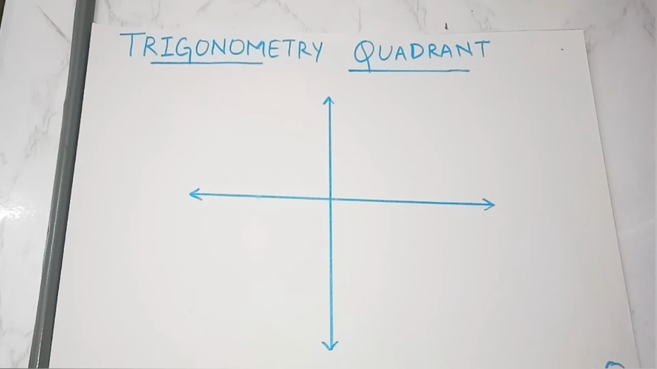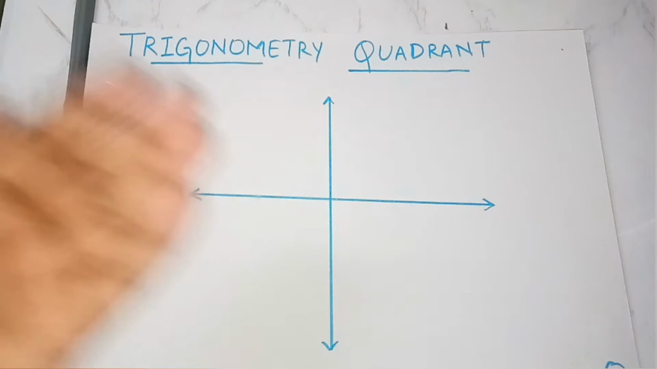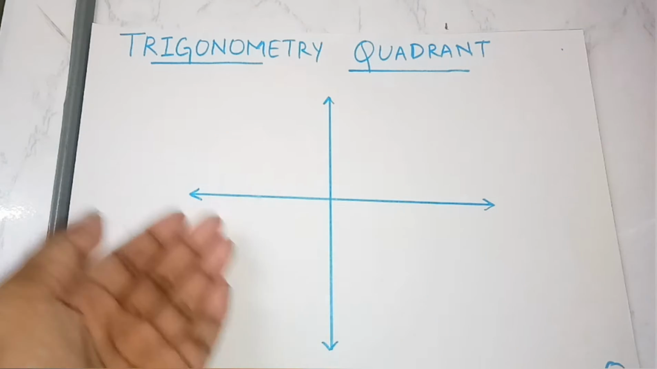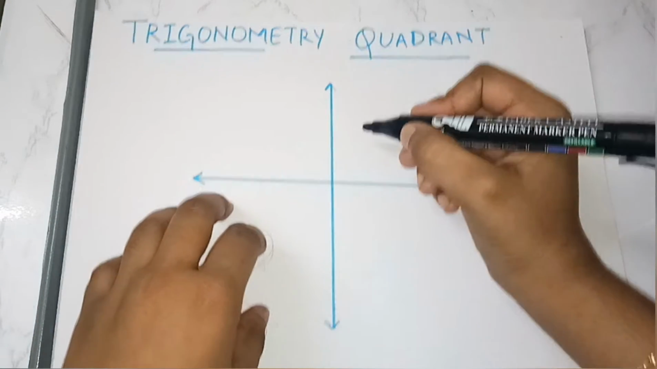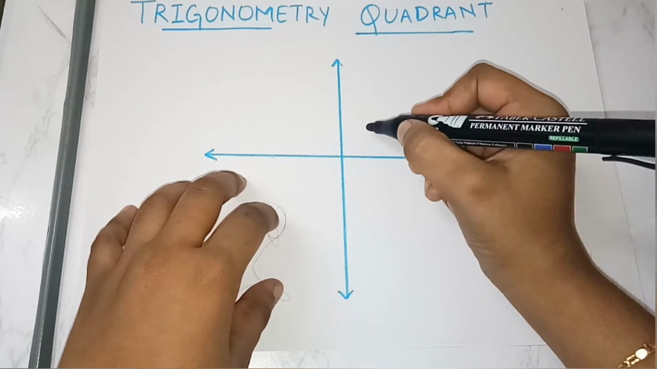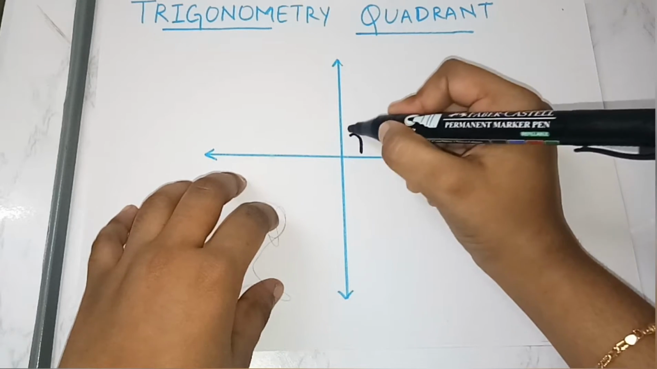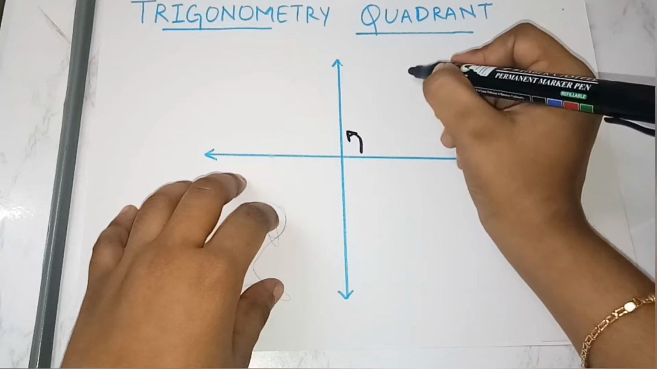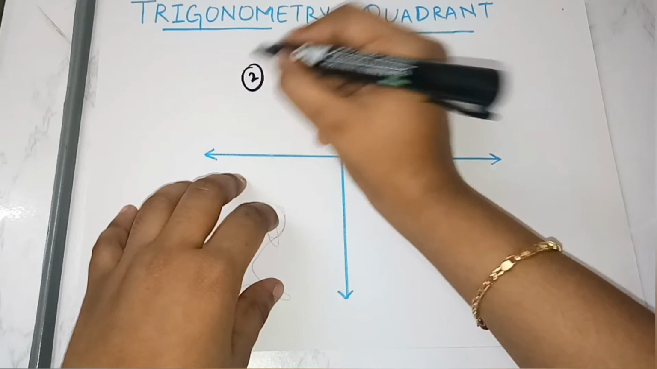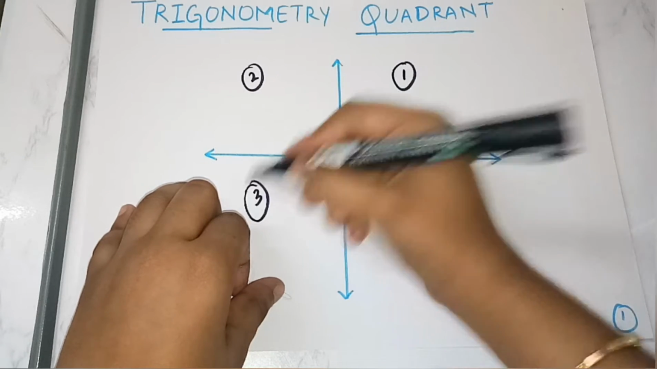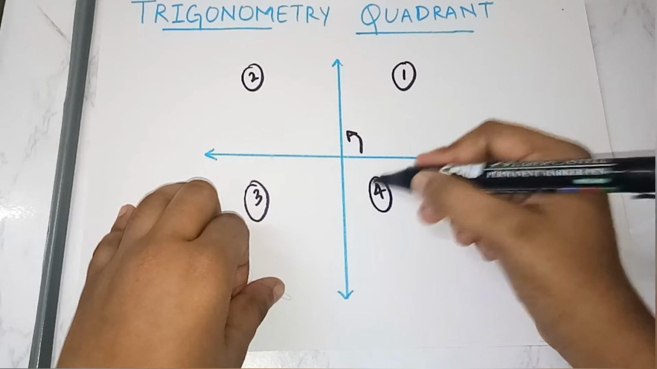Hello everyone, in this video we will be learning about the trigonometry quadrant. In front of you here is the 4-quadrant system and we will be numbering the quadrants in an anti-clockwise fashion. So starting with this one, which is the first quadrant, second, third and the fourth.